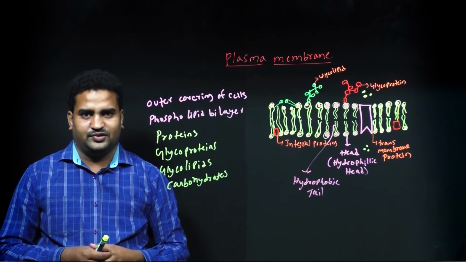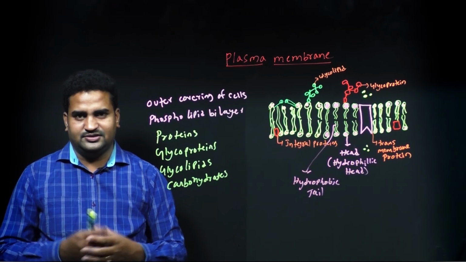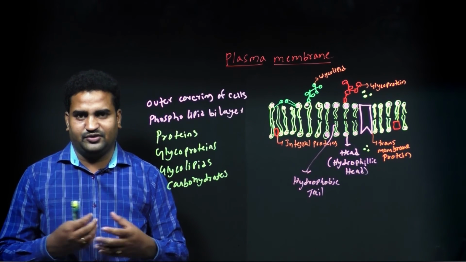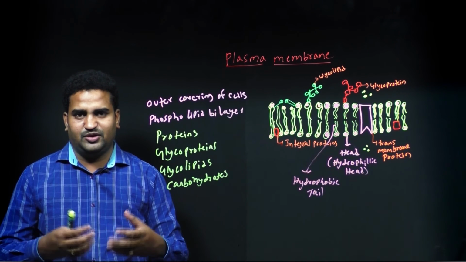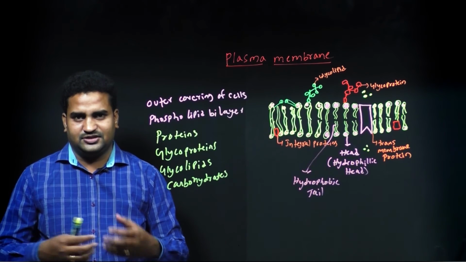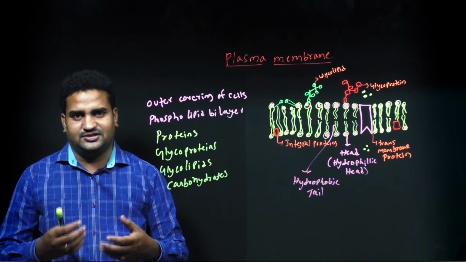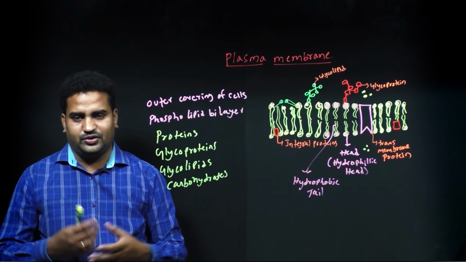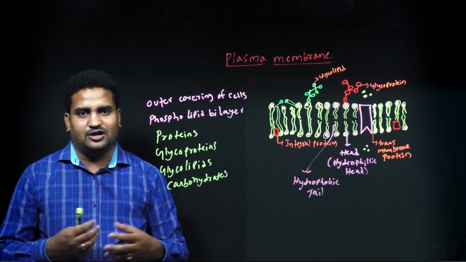Apart from these phospholipids, it also contains proteins. Generally proteins are of two types: integral proteins, which take part in formation of the structure and are buried inside the structure, and transmembrane proteins. Since it is a selectively permeable membrane, these transmembrane proteins act as channels to carry some substances in and out of the cell. It also contains glycoproteins, glycolipids, carbohydrates as the structural components.